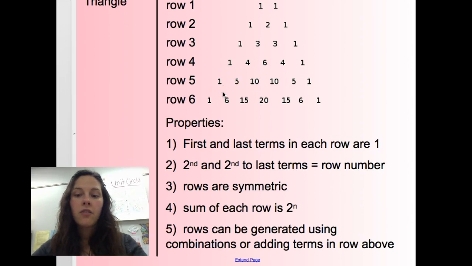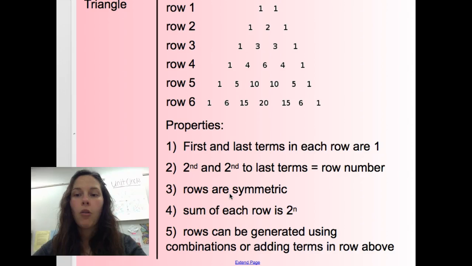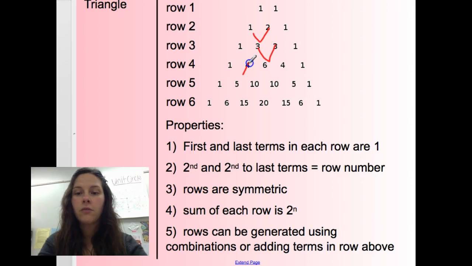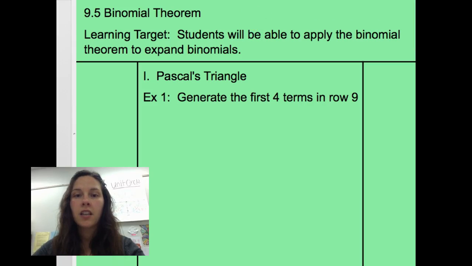The sum of the terms in each row is 2 to the nth power. That's not a property we'll be using today, but it is a property of Pascal's triangle. And as I mentioned, those rows can be generated using combinations. Or if you look at taking 1 plus 2, it equals 3, which is the term kind of halfway between them. 3 plus 3 gives you 6. 1 plus 4 gives you 5. So you can take the previous 2 terms in the row above it, add them together to get the term in the next row.